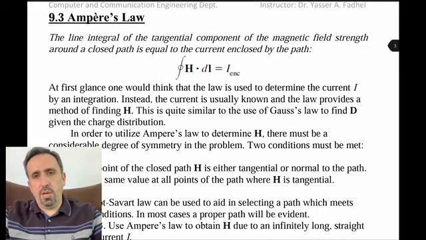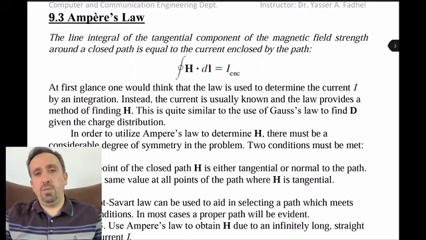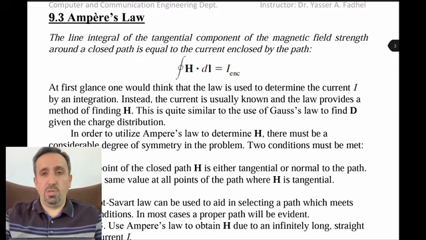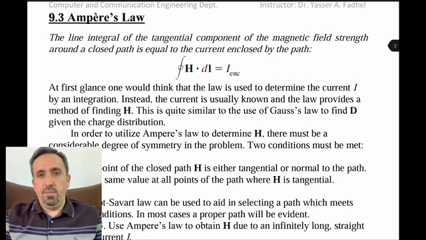Now it is time to talk about Ampere's law. Previously we discussed the Biot-Savart law, which is somewhat complicated. Now it is time to talk about Ampere's law. If I just remind you, previously in chapter 3, there was a formula by Gauss called Gauss law.